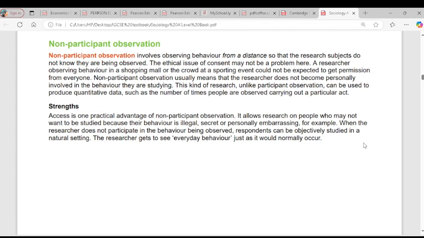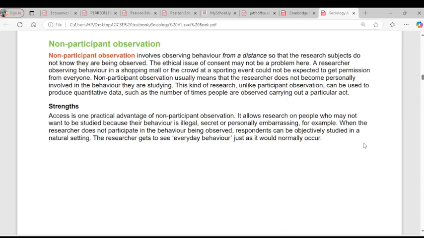We continue with research in sociology. We're going to non-participant observation. When we talk about non-participant observation, it simply means the researcher is far away from the respondents. They don't know the researcher is even observing them. So the researcher, him or her, is far away, but he or she is carrying out that research by observing them from a distance.